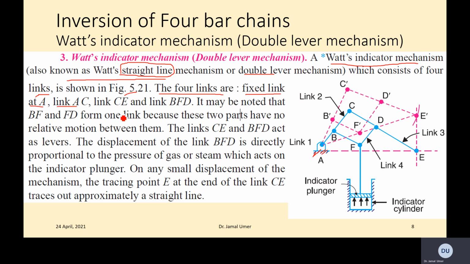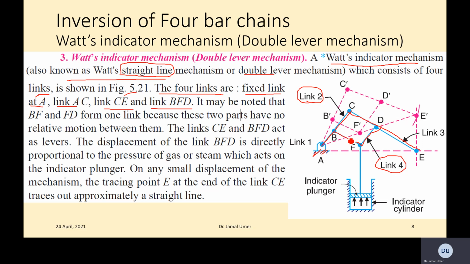Link AC. This is another link AC. This is another link which is basically link two. So this is another link. Link CE. So you got link CE. This CE. This is another link and link BFD. So you got BFD. So you see this is called as a link 4. So this is interesting to see.